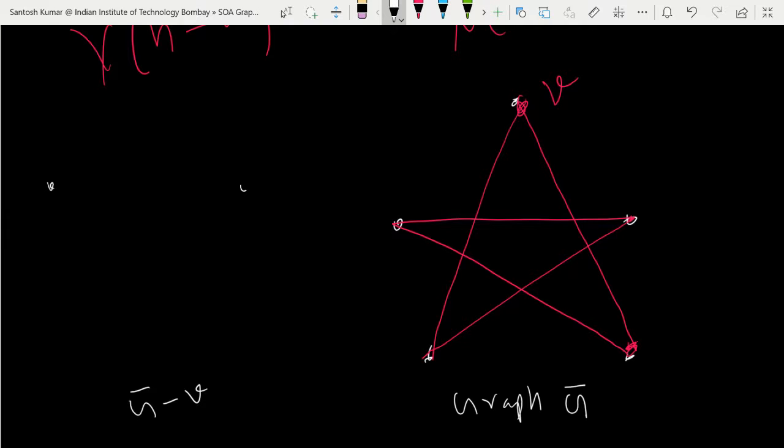Now G complement minus V, so subtract V. So like 1, 2, 3, 4 you have, and if we join it, so we have to remove V. So this one will be the edge, this one will be the edge, this one will be the edge. Okay, since V is removed, you will remove the V, then edges will also be removed. This is correct? Yes or no? Yes, sir.